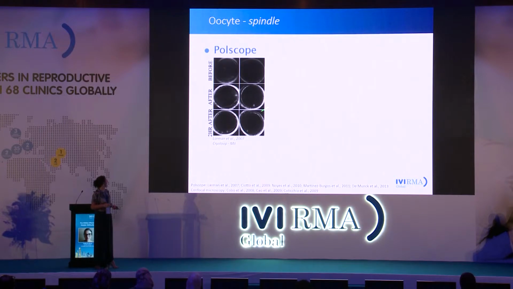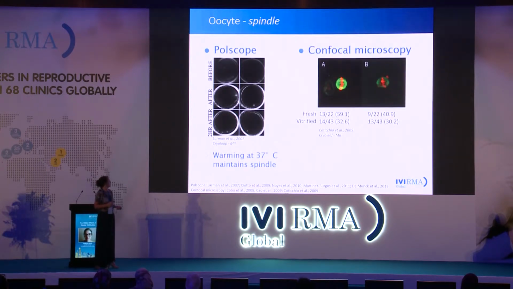In this study, they looked at different warming methods, at room temperature or at 37 degrees. And as you can see, when the procedure is performed at 37 degrees, the spindle is maintained. Another way to look at the spindle is with confocal microscopy, in which you can see the tubulin here in green, and in red you can see the chromosomes.